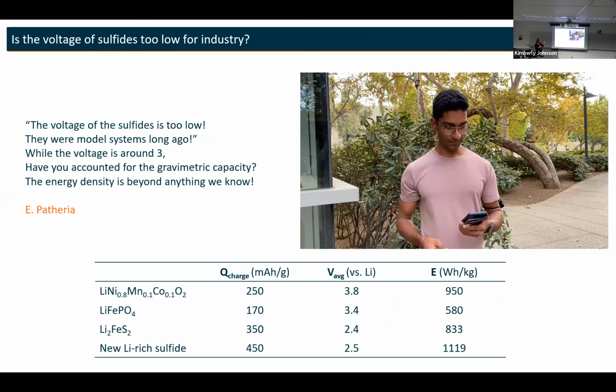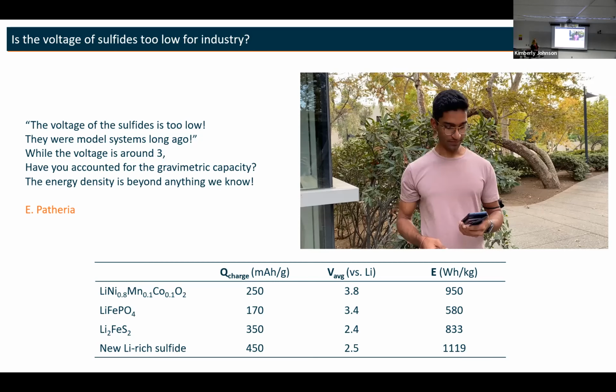So the voltage of sulfides is too low. They were model systems long ago. While the voltage is around 3, have you accounted for gravimetric capacity? The energy density is beyond anything we know. So there's some artistic freedom in here. It's not quite 3, and it's not beyond anything that we know, but it is a low voltage, and we can get very high gravimetric capacities out of these materials because we can do this multi-electron oxidation. So despite the low voltage, because we're getting 2 electrons and it's reversible, that makes them actually very competitive.